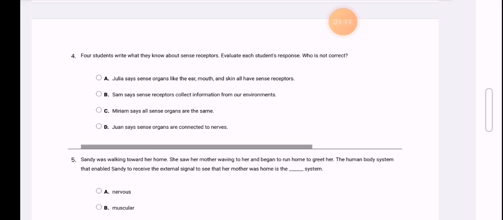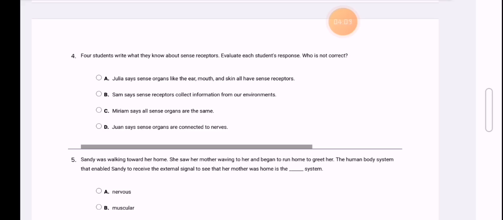Okay, after that, number 4, four students write what they know about sense receptors. Evaluate their statements. Julia says sense organs like the ears, mouth, and skin all have sense receptors. It will be correct because ears have hearing, the mouth has taste, or the tongue tastes. And skin has sensory receptors, it will be touch. So these organs have their sense receptors.